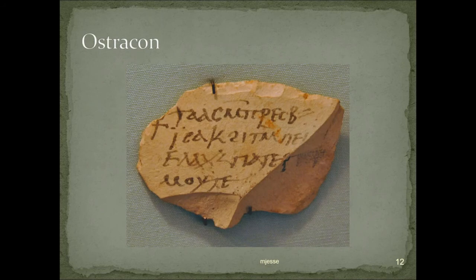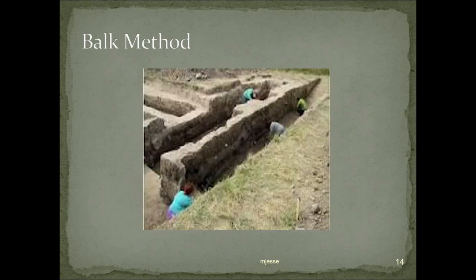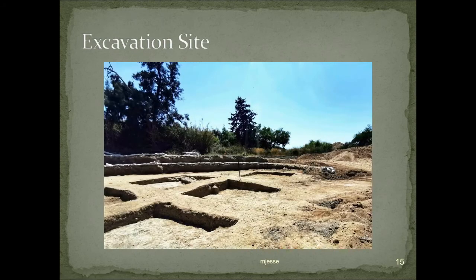So here's an example of an ostrakon. This is the contour map, so your bulk method, the grid map that you'd be developing. This is an actual excavation site, so this would be referred to as the bulk here, and they're frequently wide enough that you can actually walk along them. Here's another site with the bulk method.